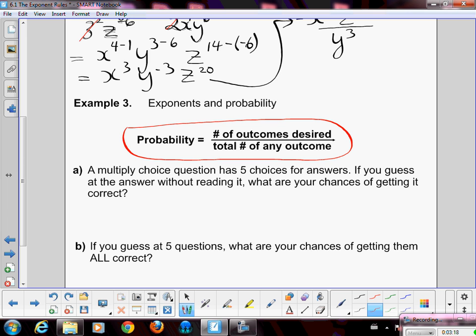If I look at the probability of this one, there is only one right answer. So that's the desired outcome. I want the correct answer. But how many choices are there in total? There are 5 choices. So I have a 1/5 chance of getting the correct answer, or 20%.